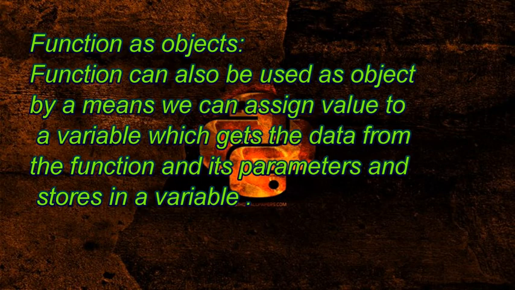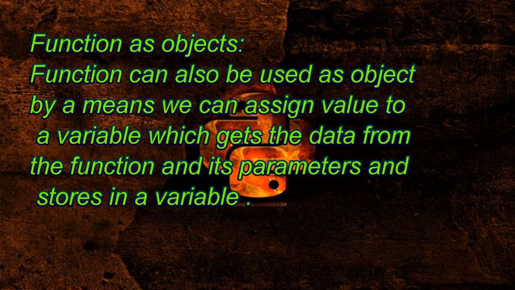We can also use functions as objects. Using a function as an object means that we can hold it in a variable and then use it again. For example, like we store some data in a variable, like I am storing a value of a equals 10, similarly, in a variable I can store the function and then call it.